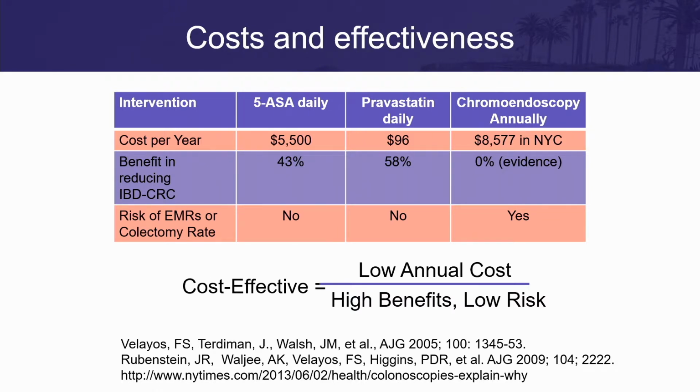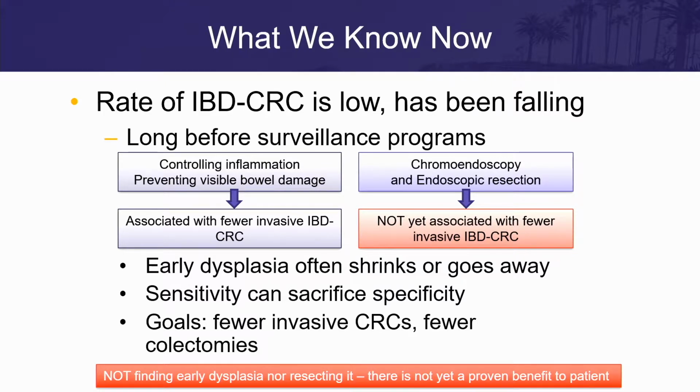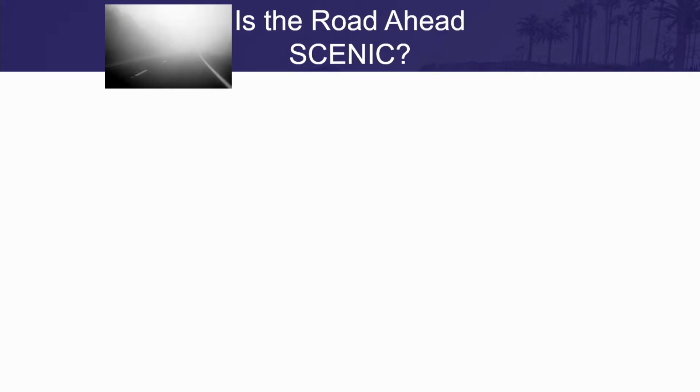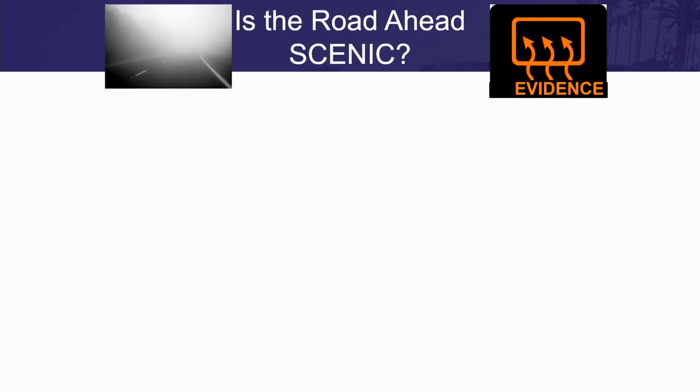false positives. So the rate of IBD-CRC is low. It's been falling long before surveillance programs. Early dysplasia often shrinks or goes away. Sensitivity can sacrifice specificity, and our goals are fewer invasive colorectal cancers and fewer colectomies. Not necessarily finding early dysplasia nor resecting it, because there's not yet a proven benefit to the patient. So is the road ahead scenic? I would say right now it's pretty foggy, and we need the defogging of evidence.